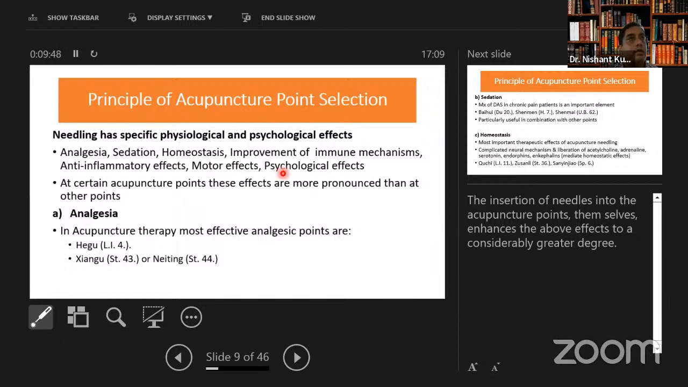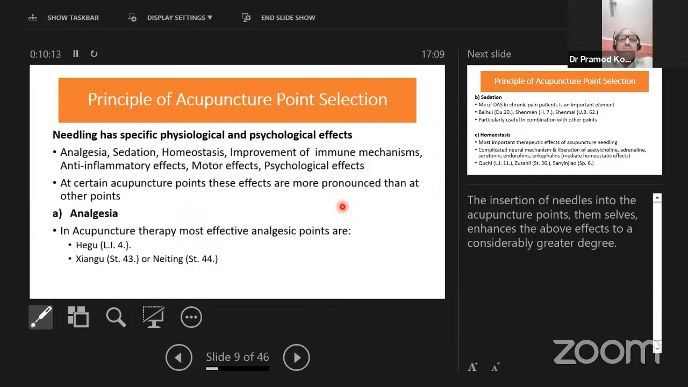So these are another important things that are required when we are planning for pain management. So at certain acupuncture points, these effects are more pronounced than at other points. So अब जैसे suppose again we will go with the example of knee pain, है ना? Analgesia देना है. So what are the important analgesic points in the body? Again, we will go for LI4. Okay. And in lower limb, we have stomach 44 and stomach 43, Neiting and Xiangu. Okay. So you know what stomach 44 is? Lower limb में? Till we'll ask tomorrow.